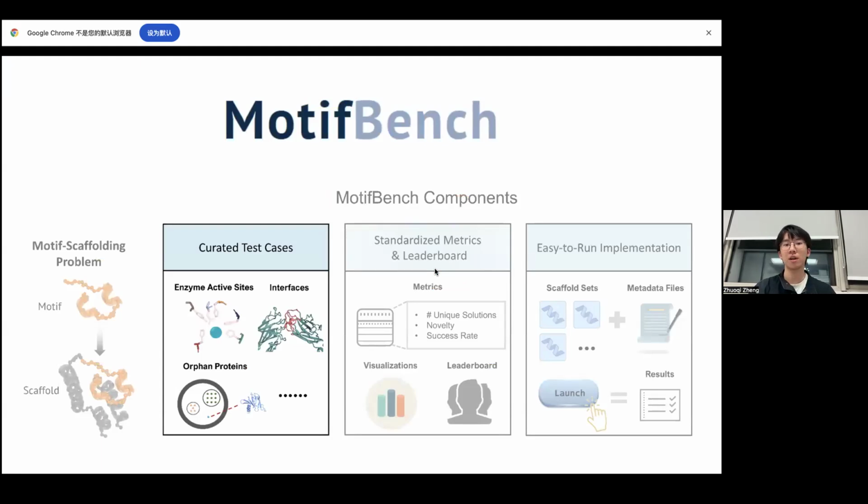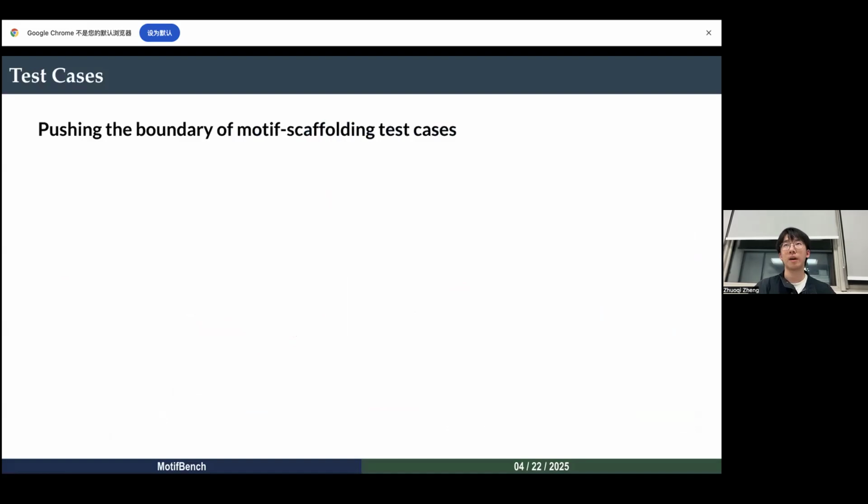So after the introduction of the evaluation pipeline, let's take a look at an updated set of the benchmark cases. As we mentioned before, most of the methods evaluate their scaffolds on the RFdiffusion benchmark, which contains 24 monomers. And it is observed that most of the advanced methods could solve most of them. So here we want a much more difficult and diverse benchmark set to represent different scenarios of motif scaffolding problems.